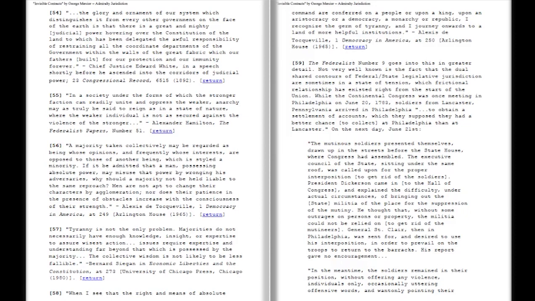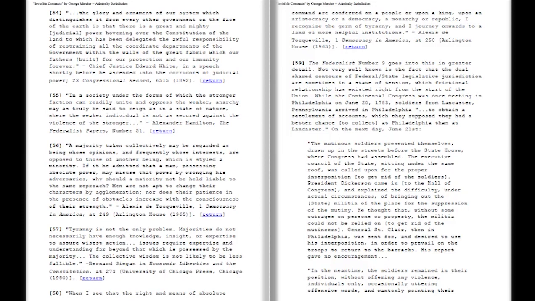Return. 55. In a society under the forms of which the stronger faction can readily unite and oppress the weaker, anarchy may as truly be said to reign as in a state of nature, where the weaker individual is not secured against the violence of the stronger. Alexander Hamilton, The Federalist Papers, number 51. Return. 56. A majority taken collectively may be regarded as being whose opinions, and frequently whose interests, are opposed to those of another being, which is styled a minority.